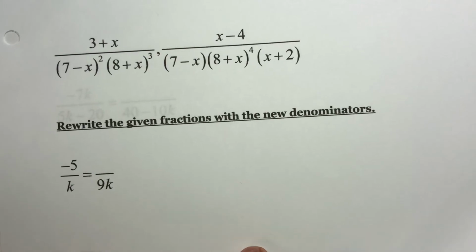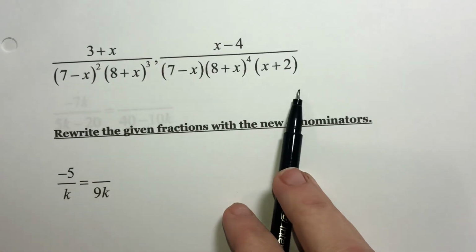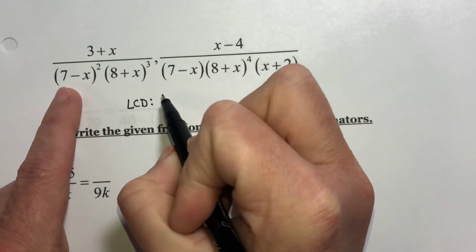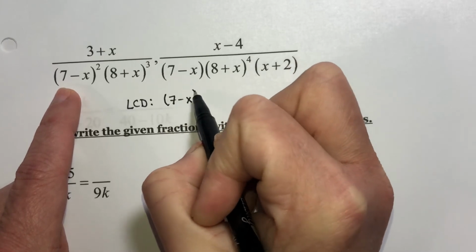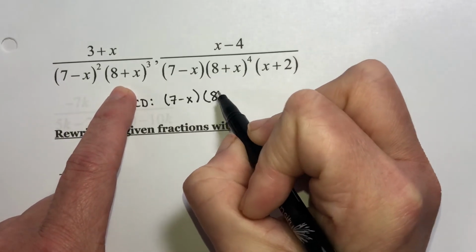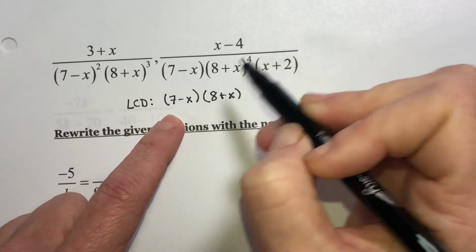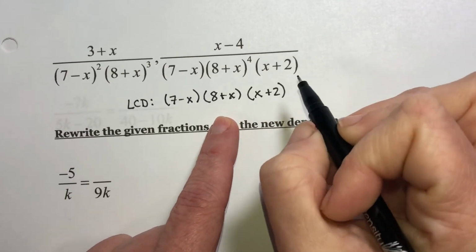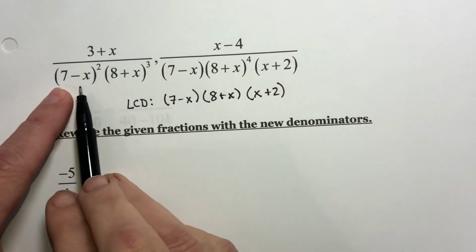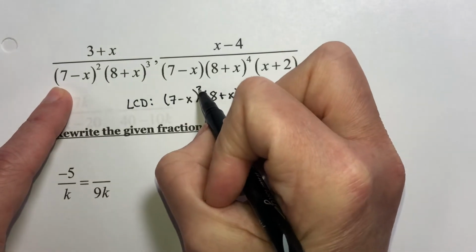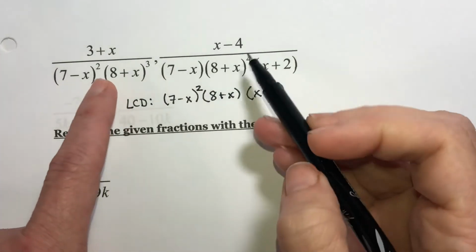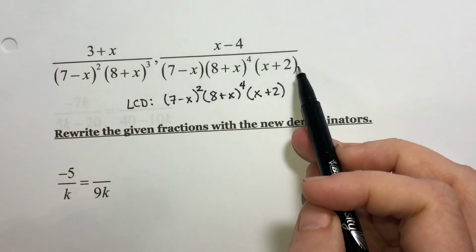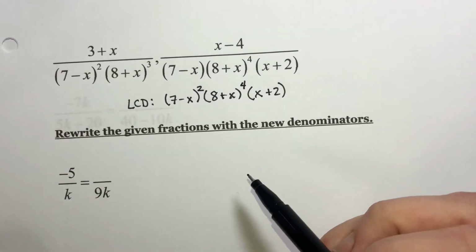Okay, so let's look at this one. Everything is factored for us, which is great. Our LCD, I'm just going to go through and write the bases right now. I have a 7 minus x. I have 8 plus x. 7 minus x is listed, 8 plus x is listed, and then I have an x plus 2. Okay, largest exponents. Here I have a square, here I have a first power, the square is larger, so that's a square. Here I have a third power, here I have a fourth power, the fourth power is larger, so that's a 4. And then this only appears once in one denominator, so that's going to be it.